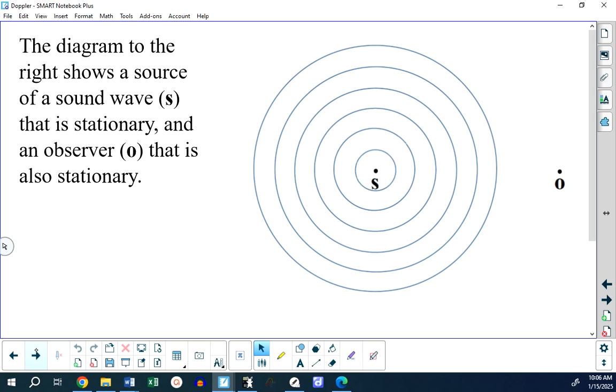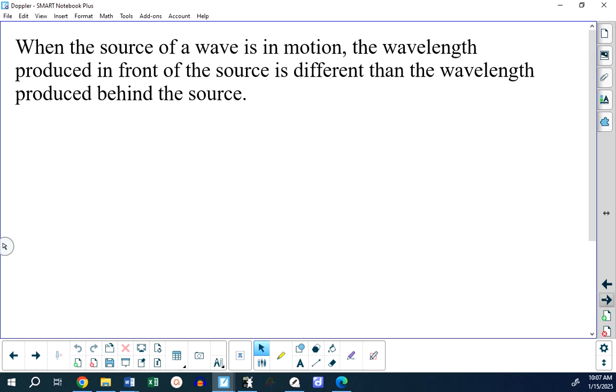Capiche? So if that source of a sound wave or a water wave, I guess we'll go with a sound wave, is dropping compressions at a rate of 500 hertz, then these compressions are going to be passing by you 500 times per second, and your brain picks that up as 500 hertz. If the source of the wave is in motion, then the wavelength produced in front of the source will be different than the wavelength produced behind the source.